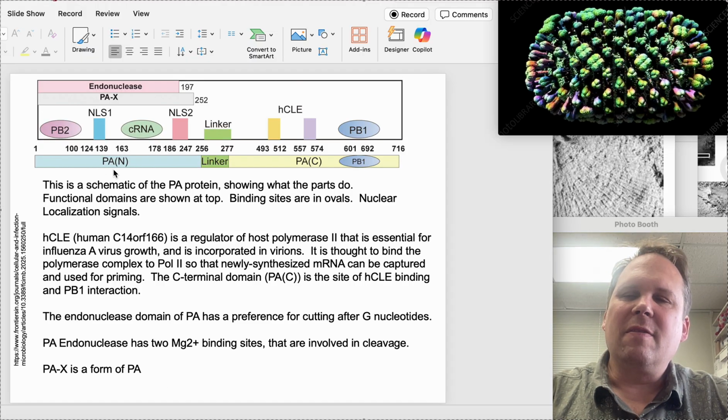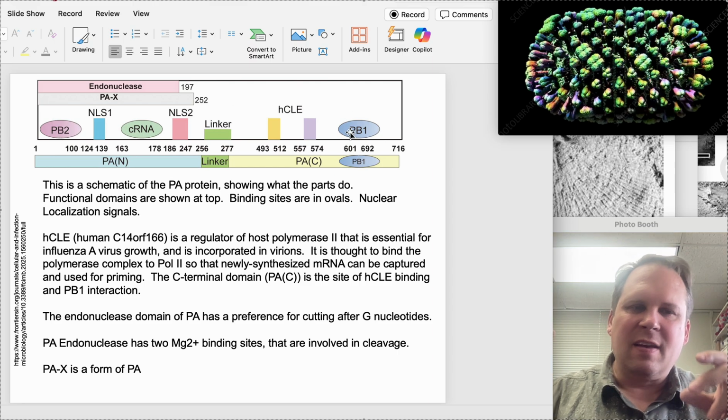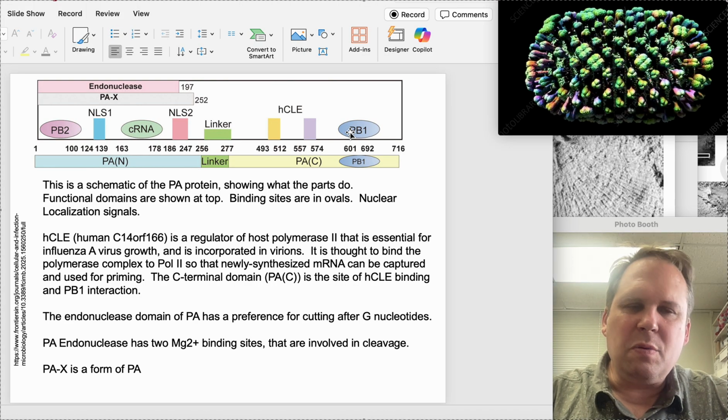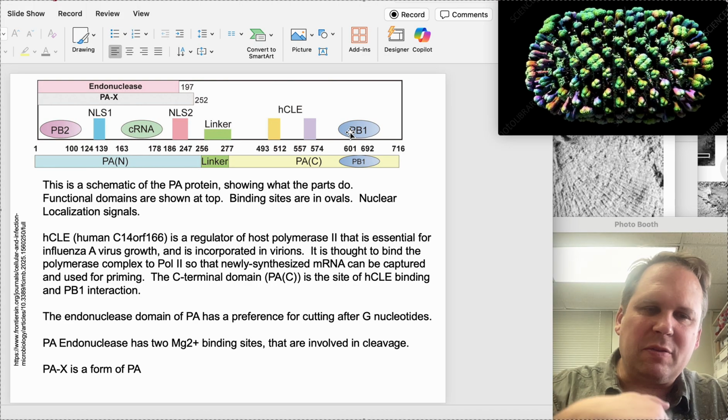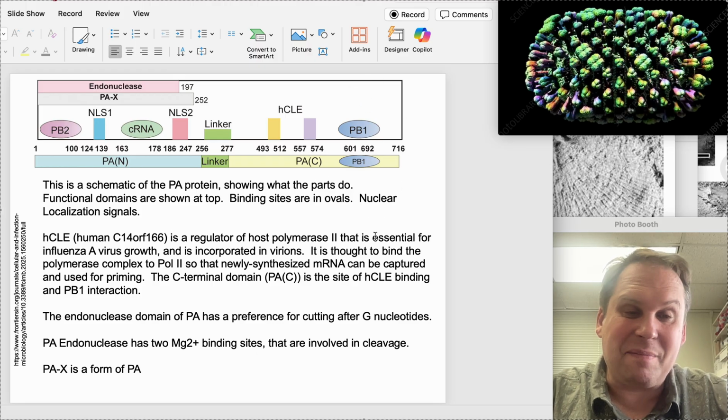Whereas the full-length PA is able to interact with PB2 and PB1. It's able to pass off the stolen cap from the cellular RNA to the rest of the polymerase, which is then able to extend it as if it was a primer. PAX can't do that because it's missing the interaction domains that would attach it to PB1, for example.